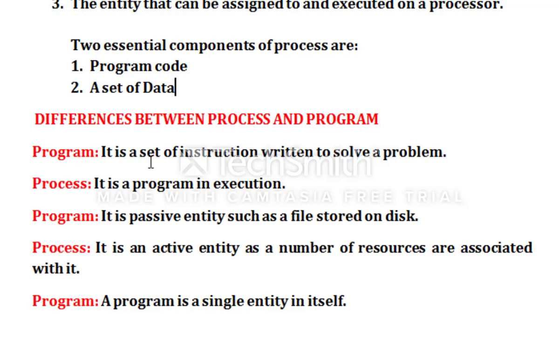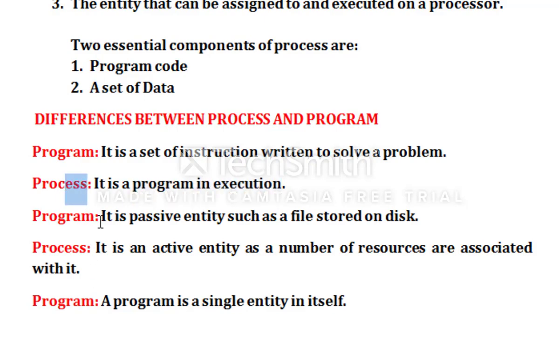Program, as we know, is a set of instructions written to solve a problem. So a program is nothing but a set of instructions, a set of code written in any language to solve a particular problem. Whereas a process is a program at the time of execution. So a program in execution is called a process.